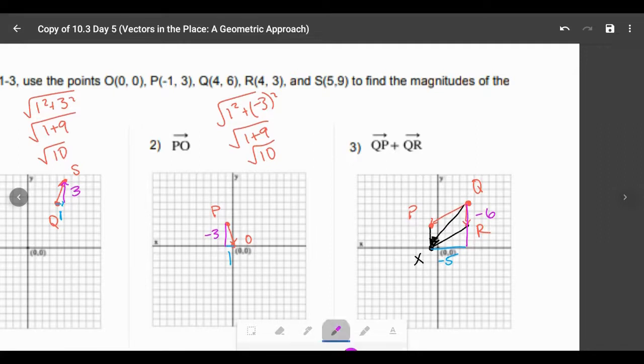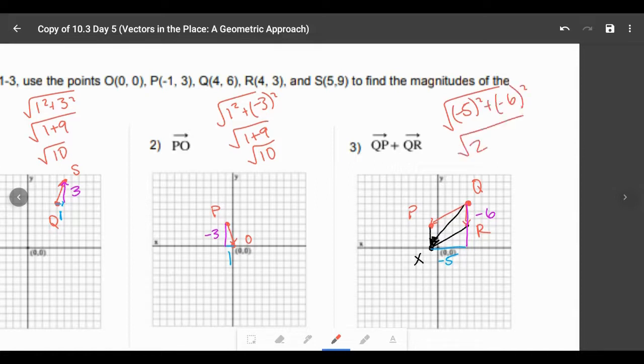So when we go ahead and find that magnitude, we can say that this is the square root of -5 squared plus -6 squared. So we'll get the square root of 25 plus 36, which should be the square root of 61.